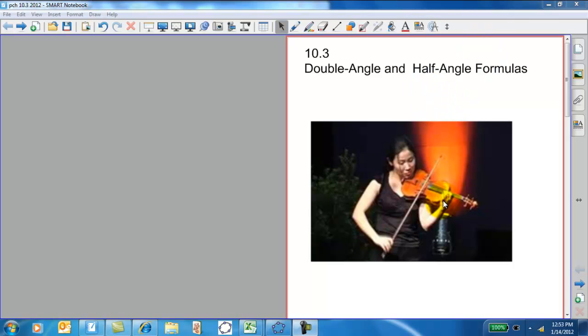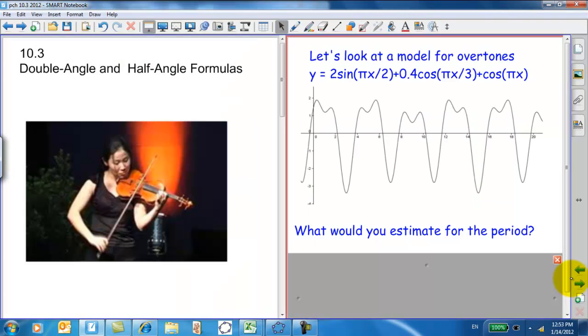First, I'll look at one of the applications of all these formulas, and that's in sound and music, and how we can represent the sound of the violin and all its overtones with a complicated trig equation like this, where you see many different kinds of multiples on the variable inside sine and cosine. And let's look at this model for overtones.